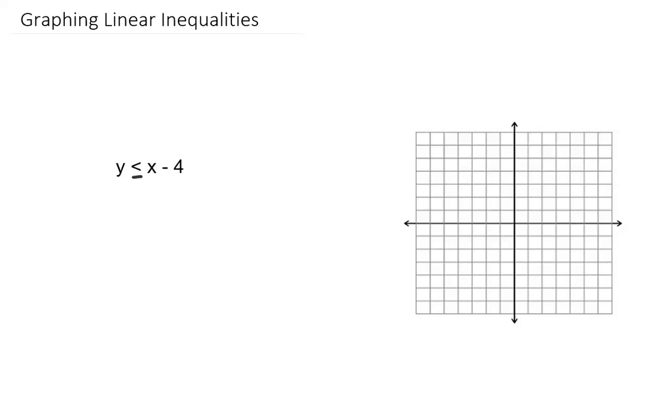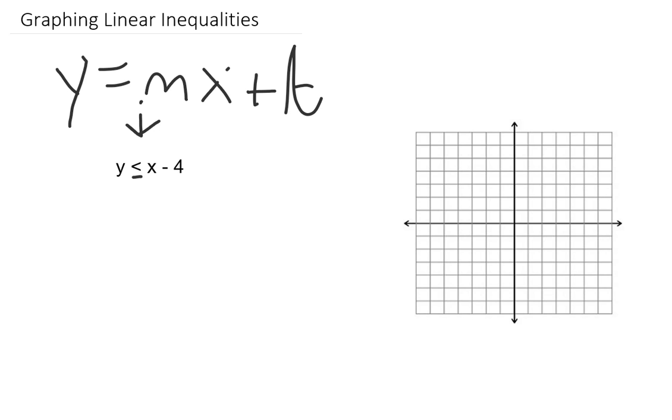To graph a linear inequality is very similar to how we've been graphing our linear equations. You can see there's a similarity here in the basic structure. Remember, our linear equation is y equals mx plus b. Our linear inequality now is the same thing, except essentially this is a less than or equal to sign instead of an equal to sign, which is pretty easy to work with.